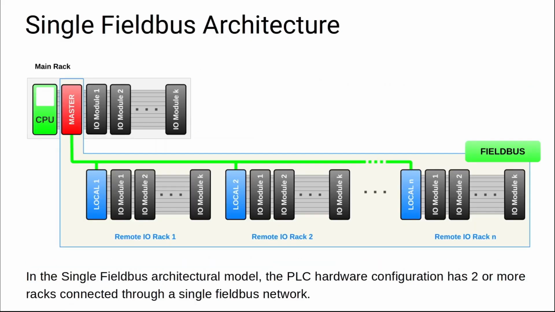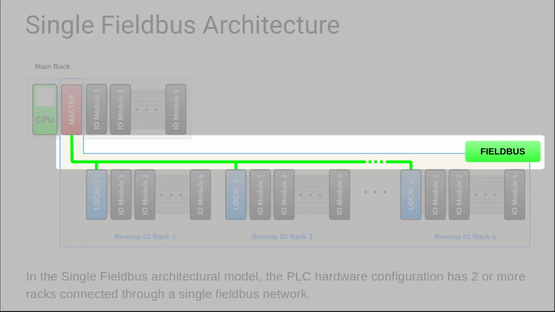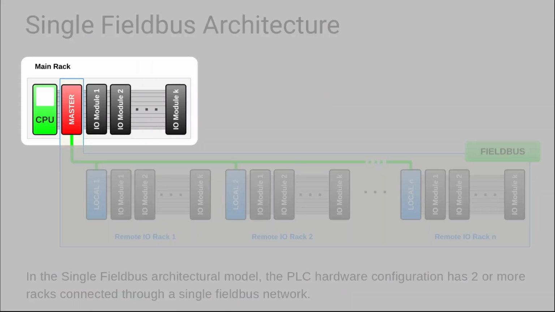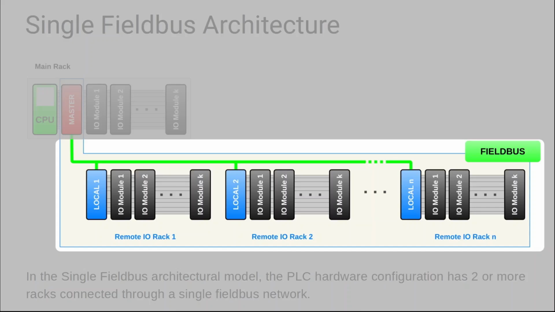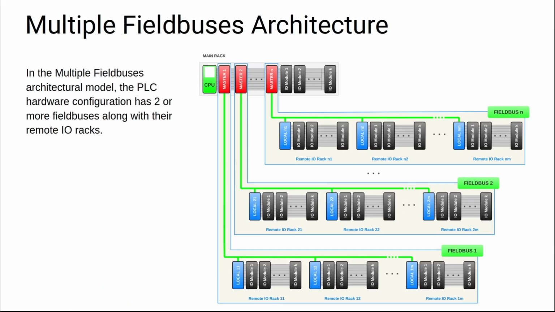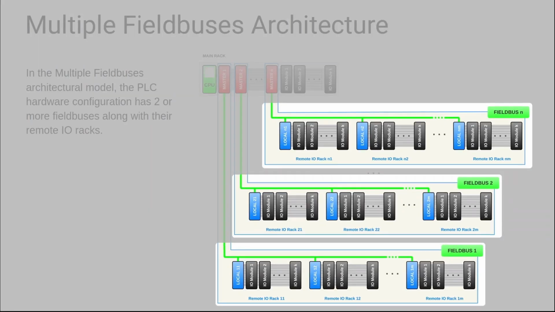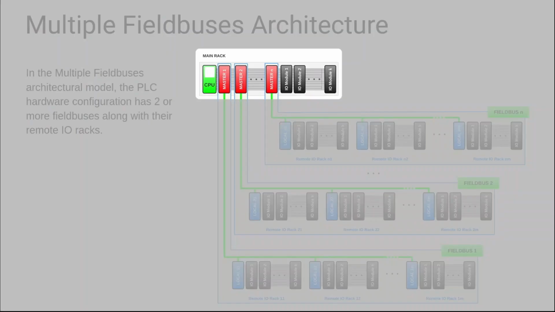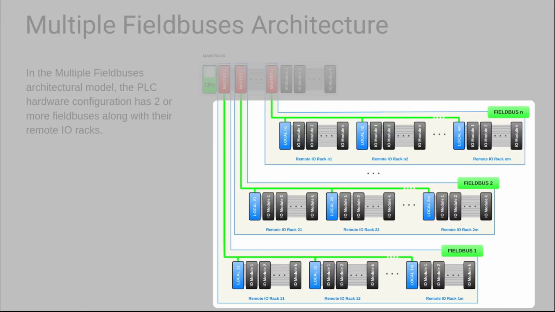In the single field bus architectural model, the PLC hardware configuration has 2 or more racks connected through a single field bus network. Within this architecture, one of the racks serves as the main rack, housing the CPU module. The remaining racks are distributed or remote I/O racks. In the multiple field buses architectural model, the PLC hardware configuration has 2 or more field buses along with their remote I/O racks. Also in this model, one of the racks serves as the main rack, housing the CPU module, and the remaining racks are distributed or remote I/O racks.